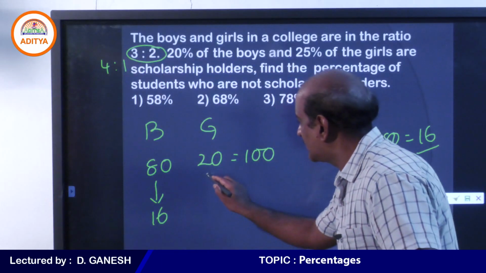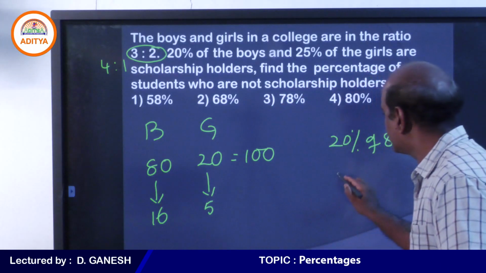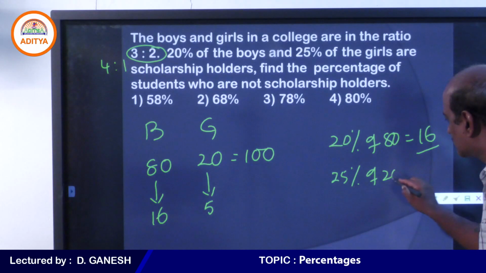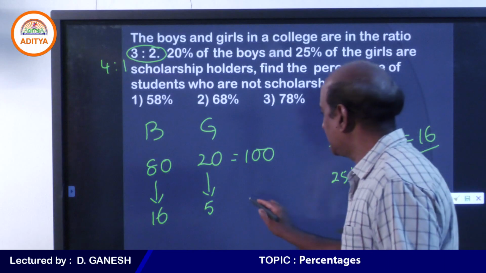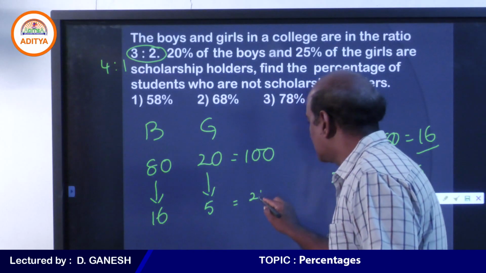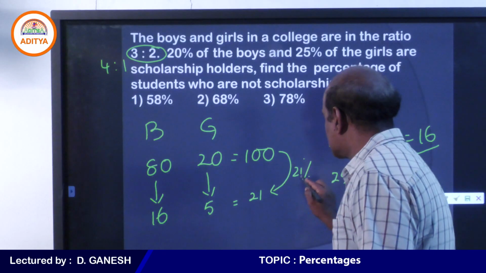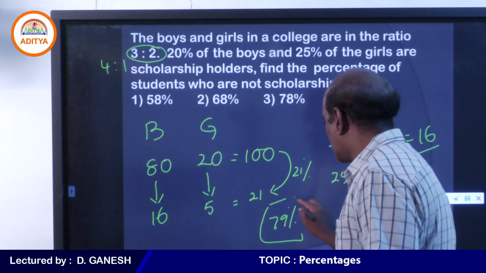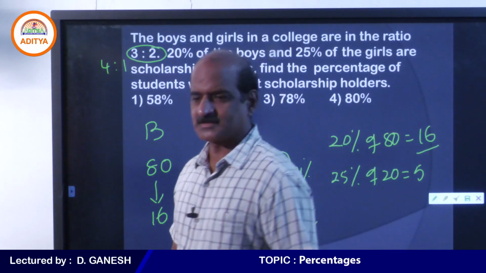Now 25% of the girls, which is 5. You know how I am getting 5? 25% of 20. You know what 25% is? 1/4. Tell me. I must be having 21% scholarship holders. So when 21% are scholarship holders, 79% must be not scholarship holders.